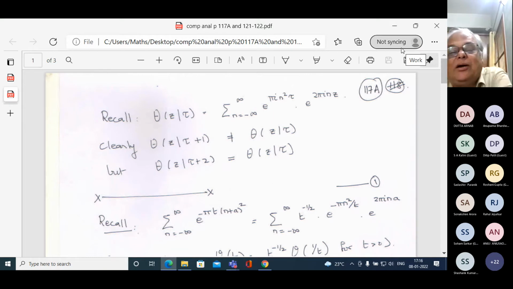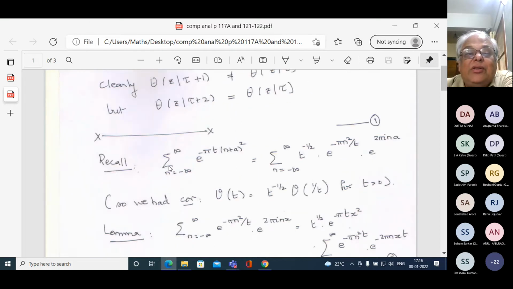So theta of z, tau plus 2 is equal to theta of z, tau. So the point is, when I translate tau by 1, I don't get tau back, but when I translate tau by 2, I get the original thing. Okay. Now the question is, what happens when you replace tau by minus 1 by tau?